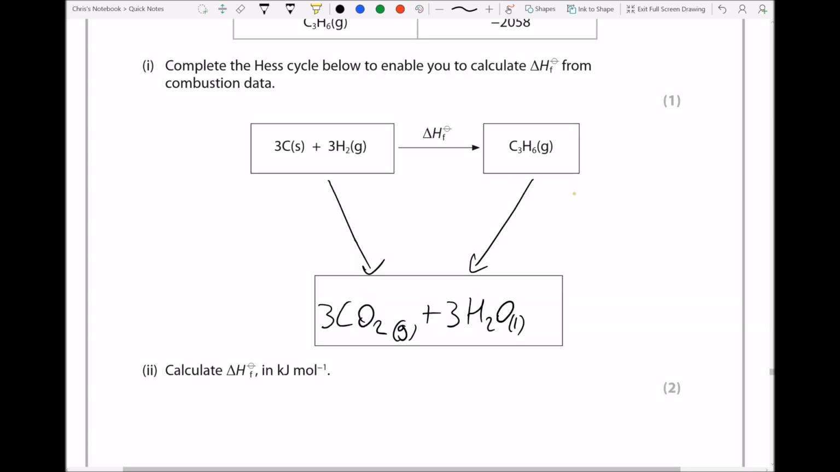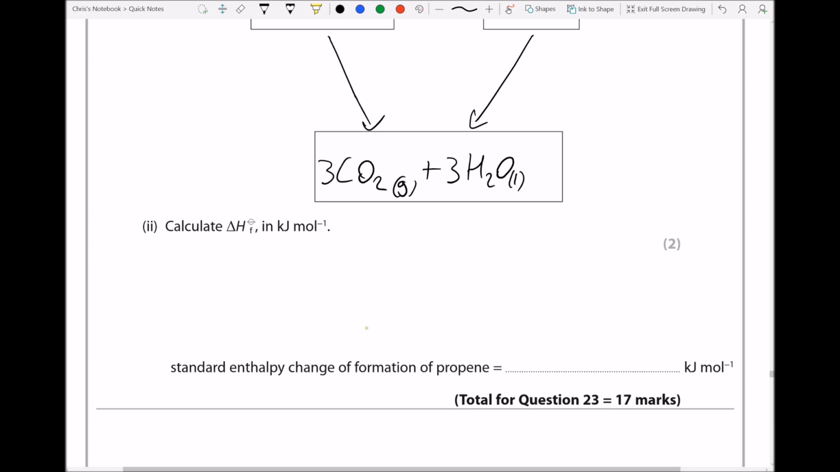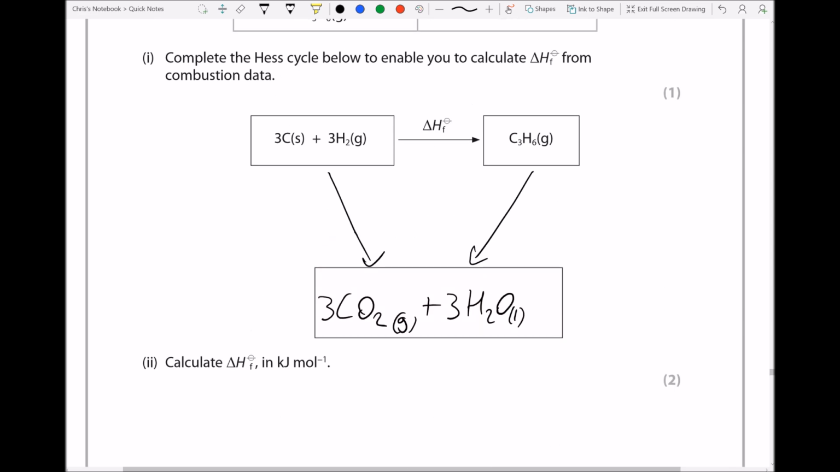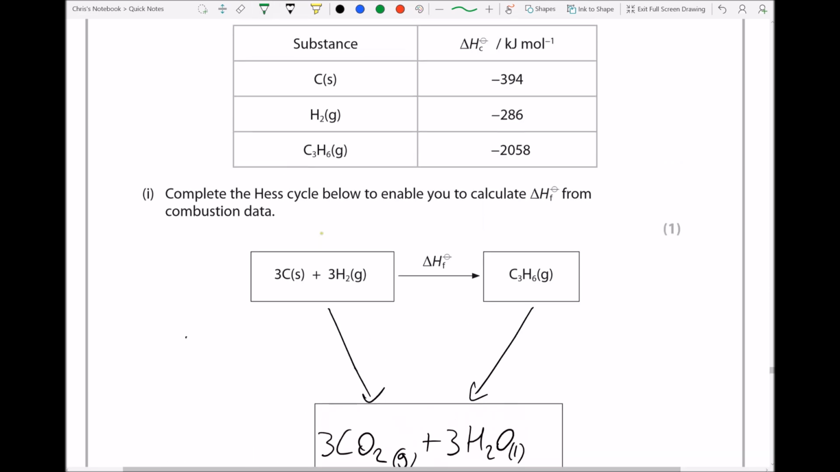Okay. Right. And this is the last bit. Calculate the enthalpy of formation in kilojoules per mole. Right, so this is relatively straightforward. I'm going to use a different coloured pen. Okay, let's use green. So you can see here that we've got 3 lots of carbon burning to form 3 lots of CO2. So we're combusting 3 carbon. Minus 394. So what we've got is 3 times minus 394, because we've got obviously 3 lots of that. And that's going to produce minus 1182.